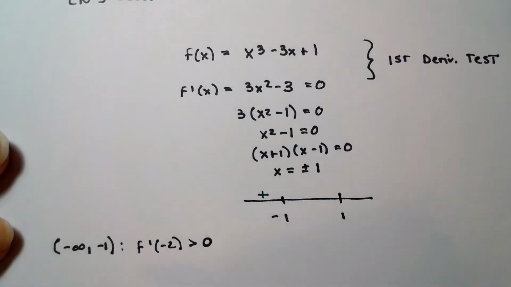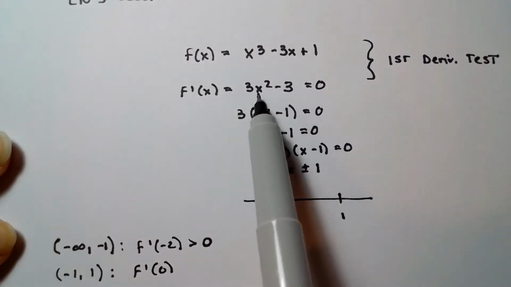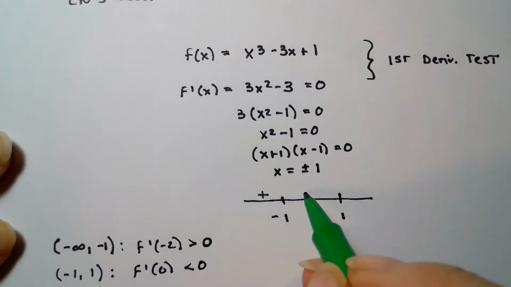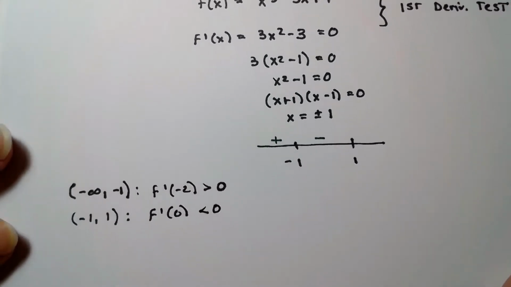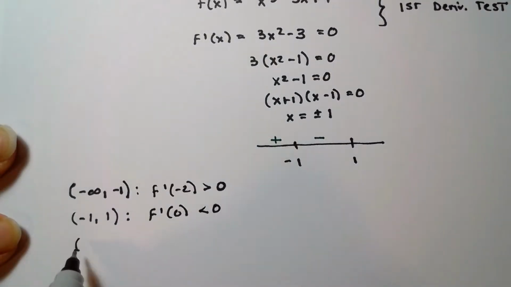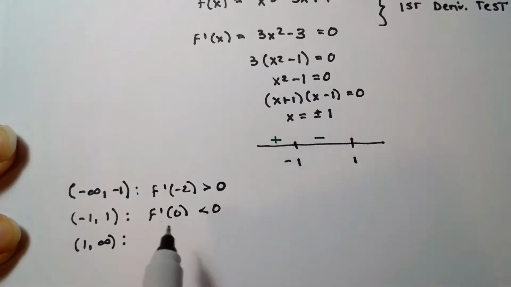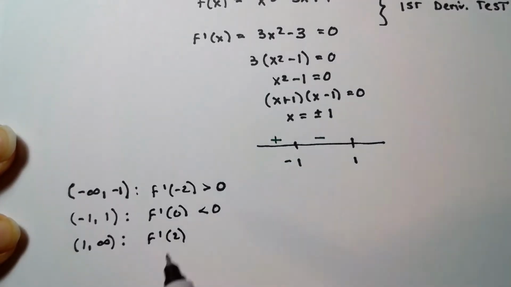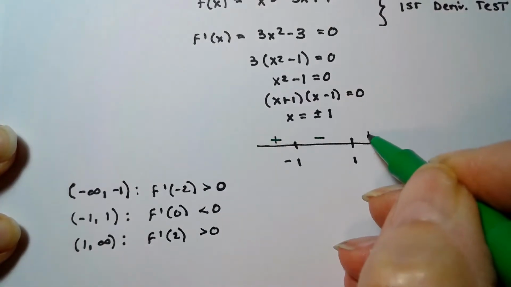Okay. Now I'm going to plug in a 0. So between negative 1 and 1, I want to see what's going on. So if I plug a 0 into f prime, I'm going to have 0 minus 3. Well, I get a negative number. So what I know is that the derivative takes on negative values between negative 1 and 1. And if I look at the subinterval from 1 to infinity, so suppose I do f prime of 2. If I plug a 2 in here, I'm going to get 4 times 3 is 12, minus 3 is a positive number. So the first derivative is positive.